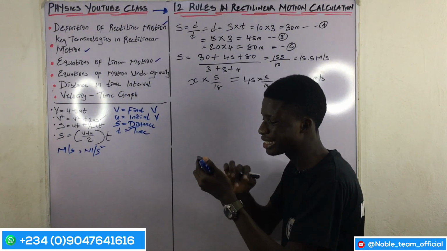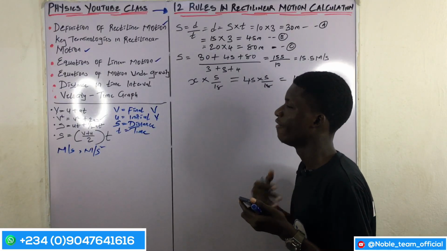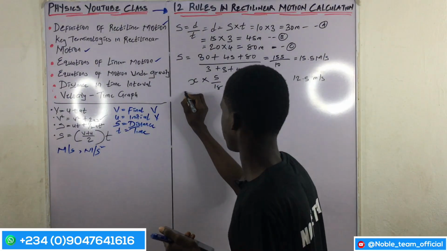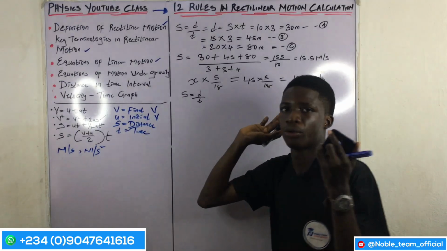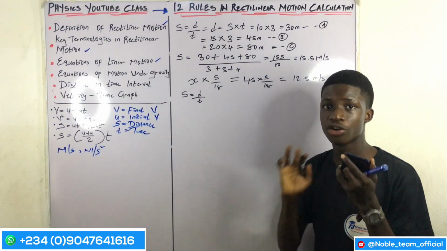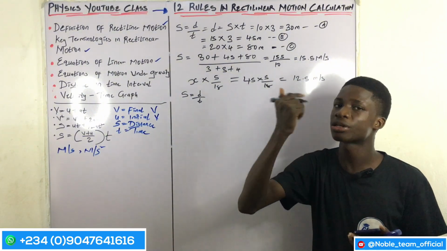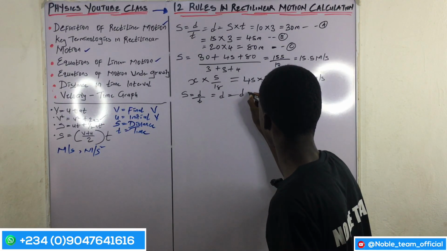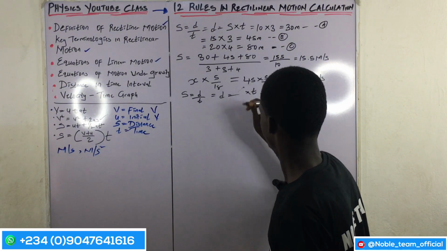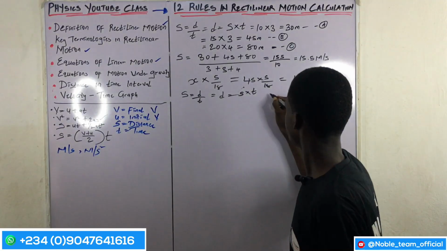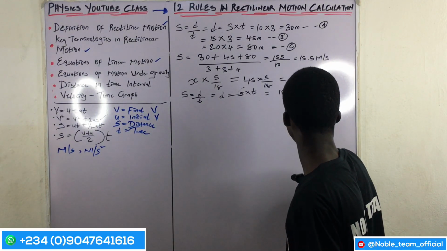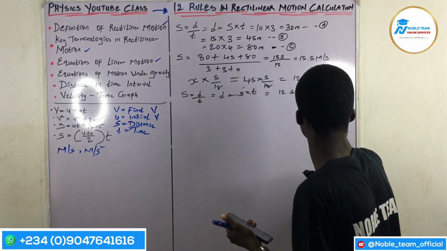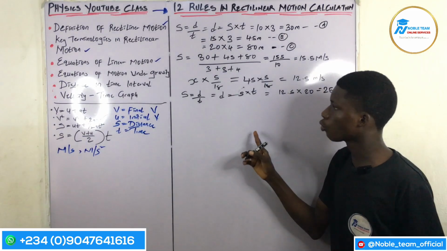Now we are asked to get the distance in this question. Since the velocity is constant and the acceleration is equal to 0, I'm going to be using this formula. S is equal to d over t. Simple. Why am I going to use it? Acceleration is constant. Do you understand? When the velocity is uniform or constant, acceleration is equal to 0. Making this subject of formula, I'll have d is equal to s multiplied by t, which is the speed multiplied by time. Then I have 12.5 multiplied by 20, which gives us 250 meter. 250 what? Meter. Do you understand what I mean?